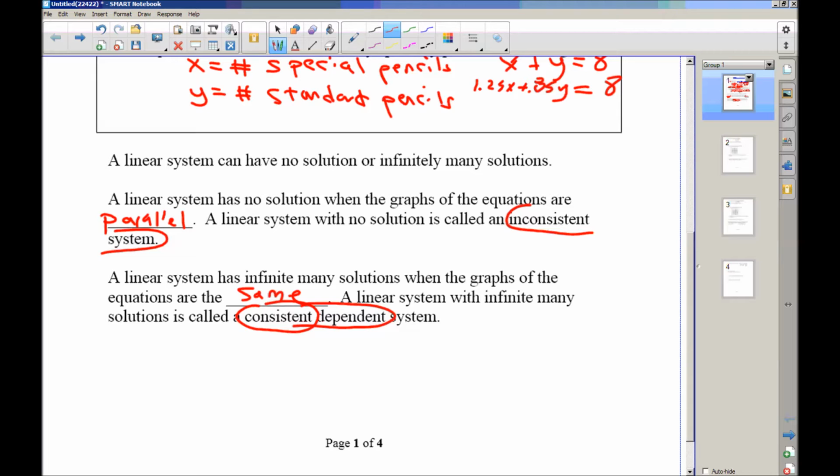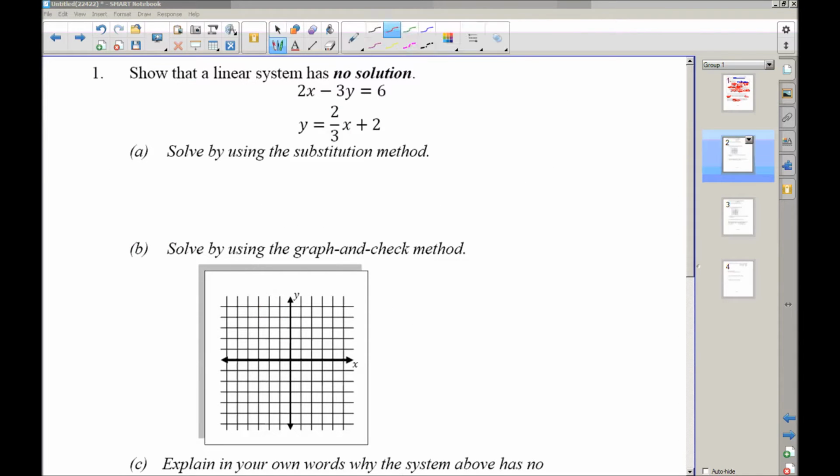Okay, so that concludes our first page. Let's flip it over and do some practice on this. Number 1, show that a linear system has no solution. Okay, so we have 2 equations here.